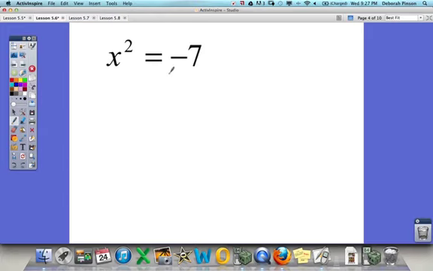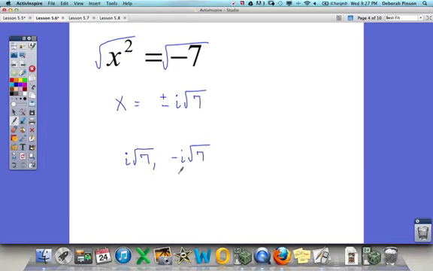Okay, now when you are solving these, I'm going to solve this one using the square root method. So I'm going to go ahead and take the square root of both sides. I can't do anything with the square root of 7, so I just have i root 7. Remember, if you're solving a quadratic, you will have two answers. So i root 7 and negative i root 7.